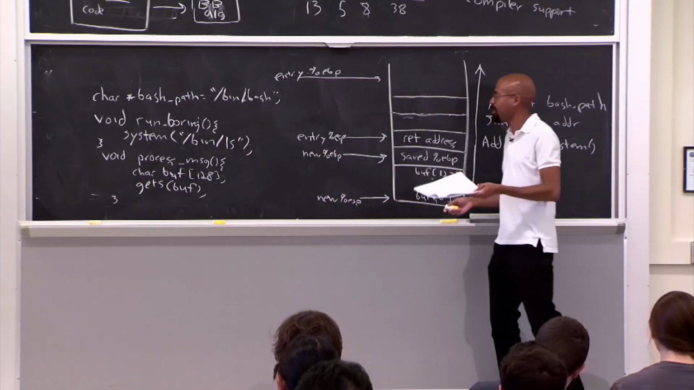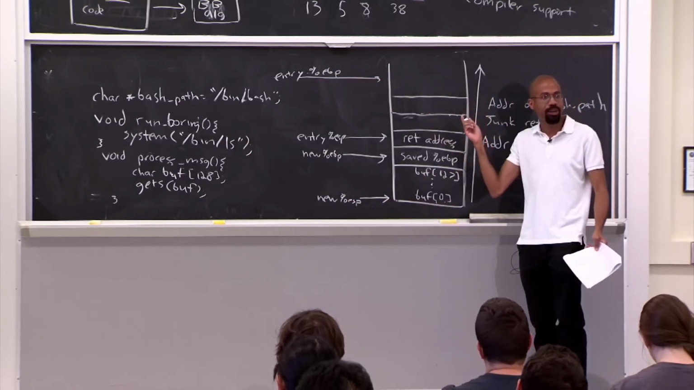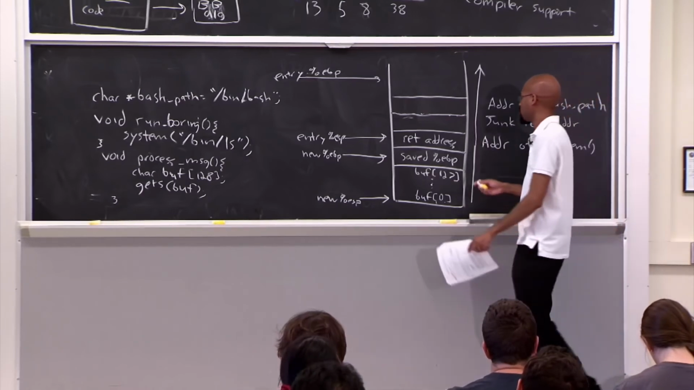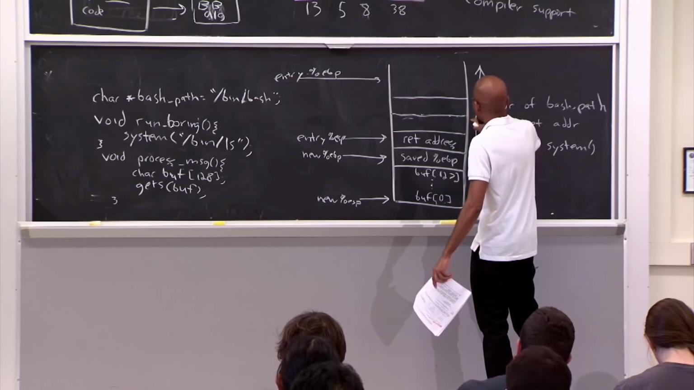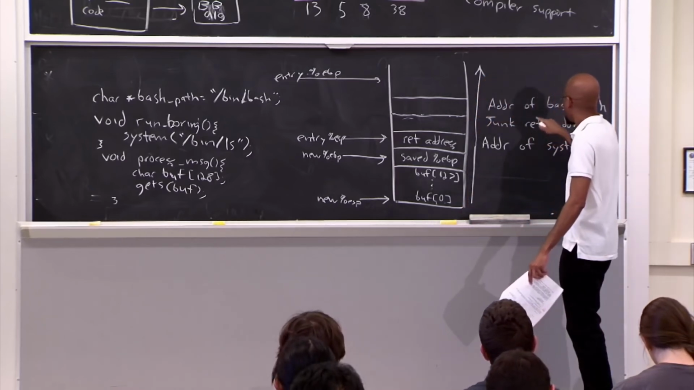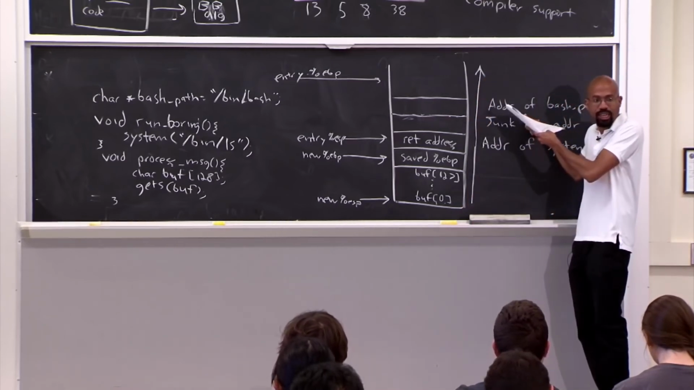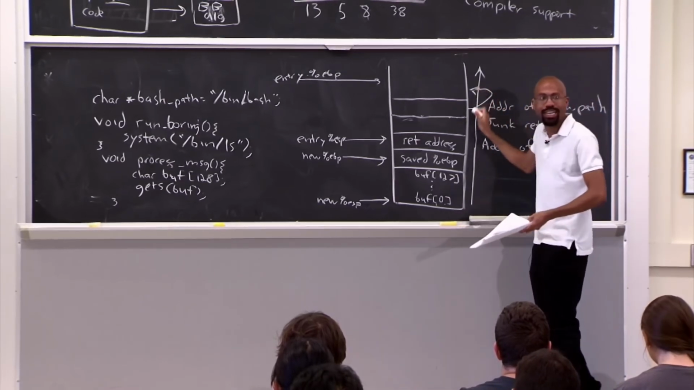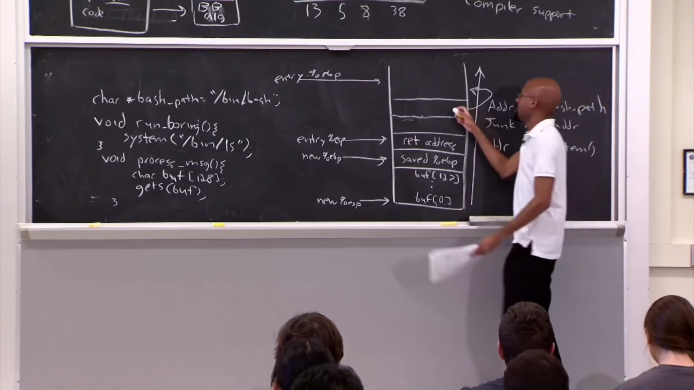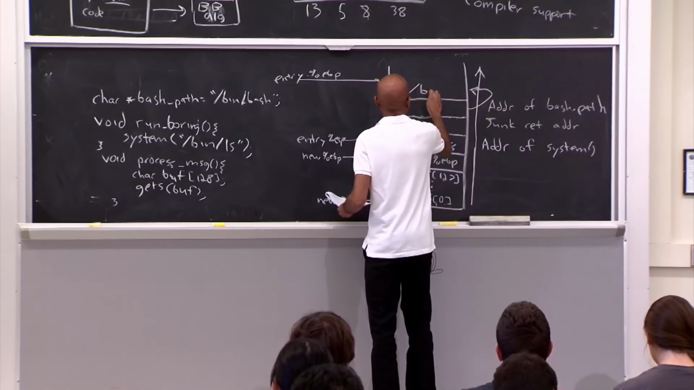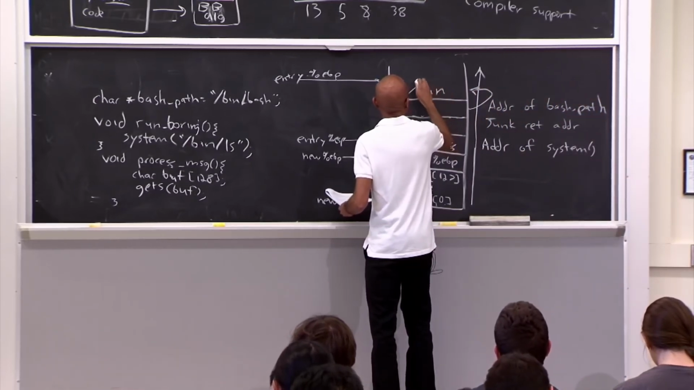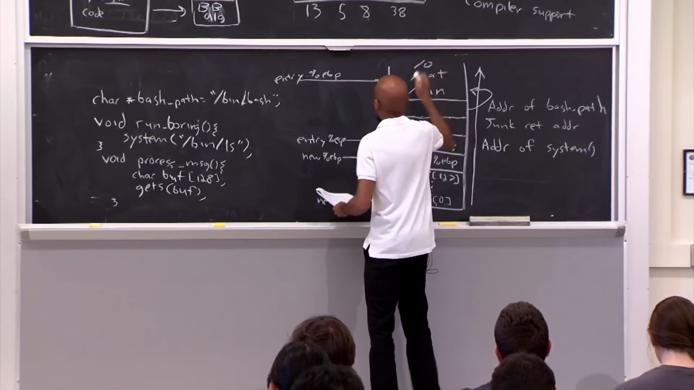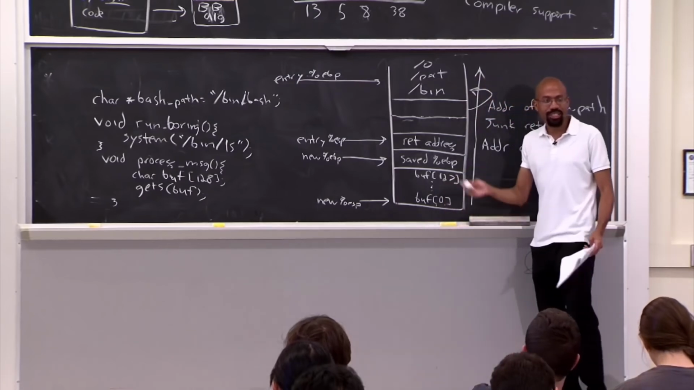Does anyone have any ideas about what we could do to get that string to be in the program? We can put the string on the stack. Yes, exactly. Don't trust that man. That's what you can do. So what you can do is have the address of bash path point here, and then up here you'd put /bin/bash, and then \0. That's how you can get around it.